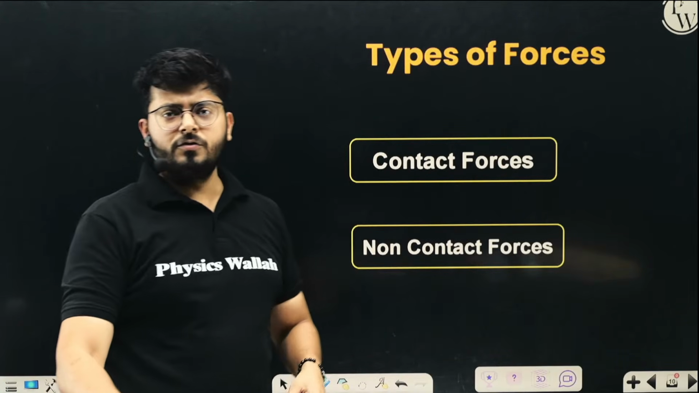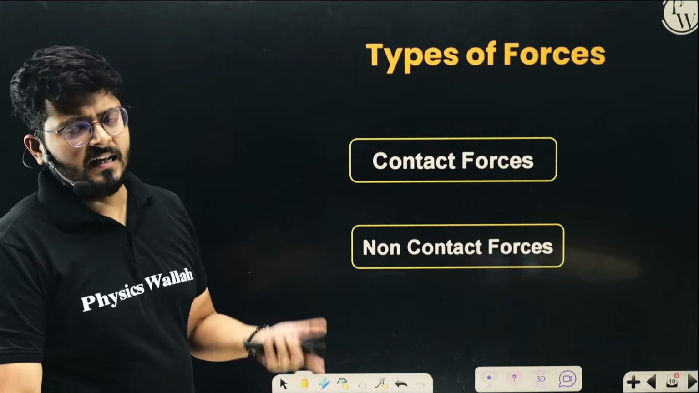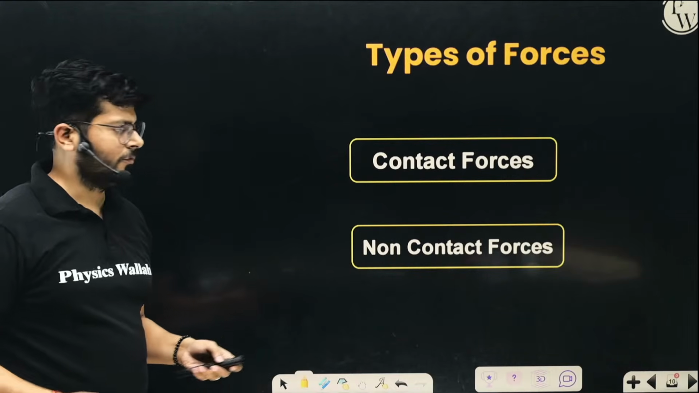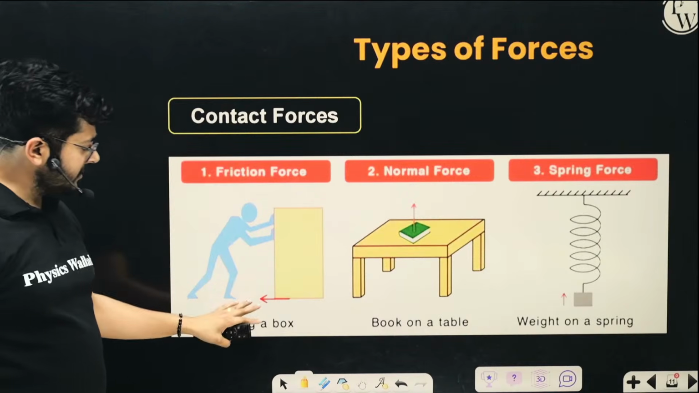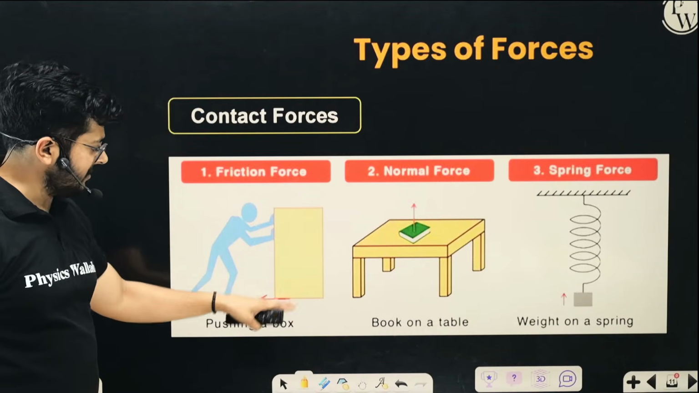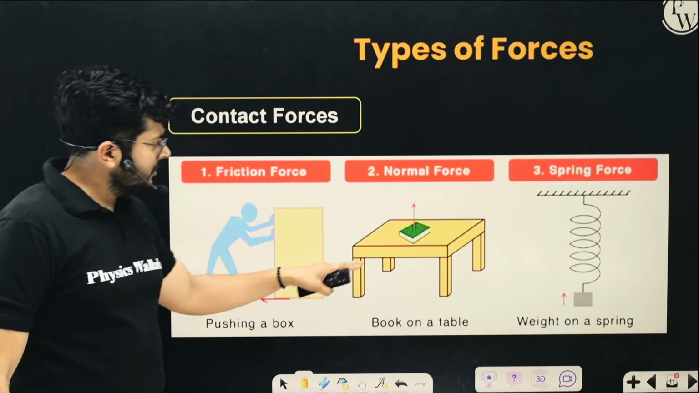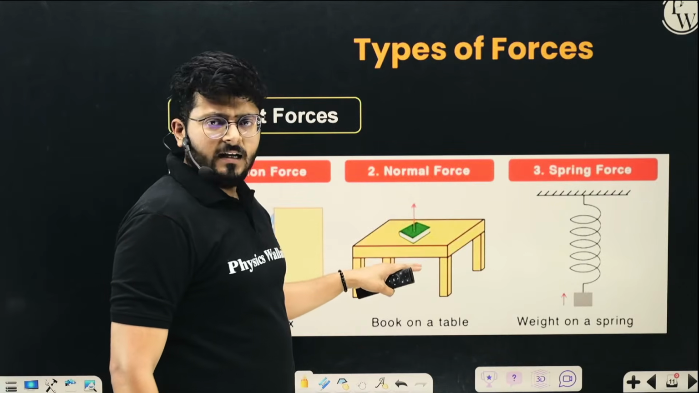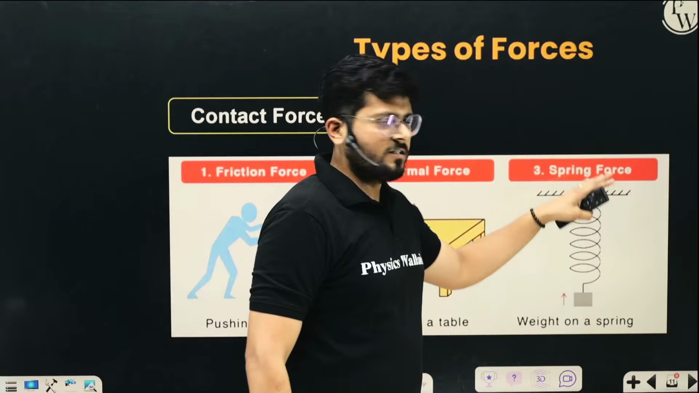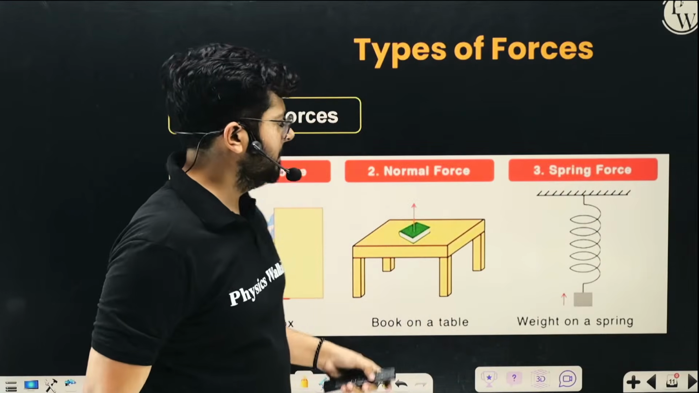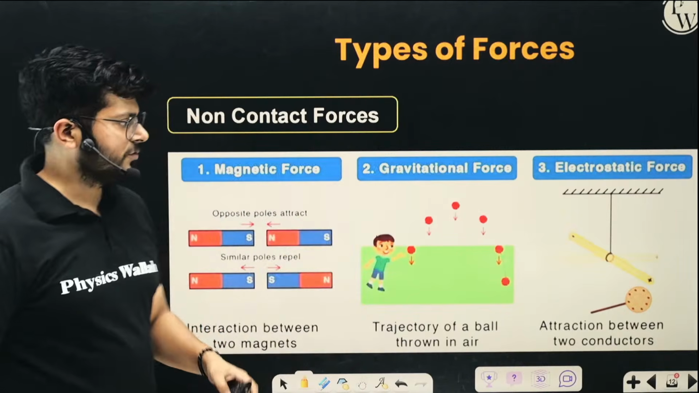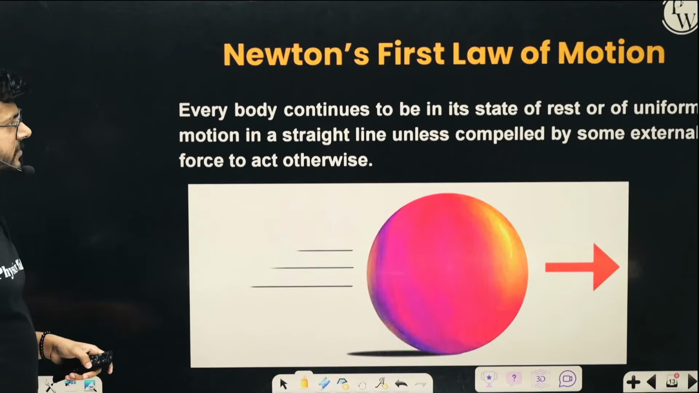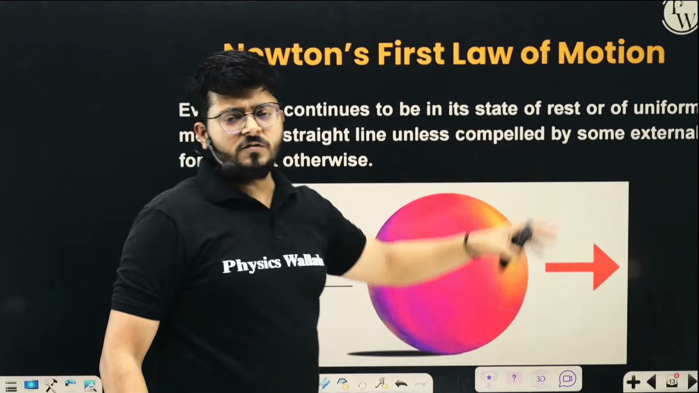They are non-contact forces. Similarly, the magnetic forces and electrostatic forces are also non-contact forces. Friction forces acting between the two bodies, the surface and this body, are contact forces. Normal reaction is again a contact force, and spring forces are also contact forces. While on the other hand, magnetic, gravitational, and electrostatic forces are non-contact forces. Now let us talk about Newton's first law.